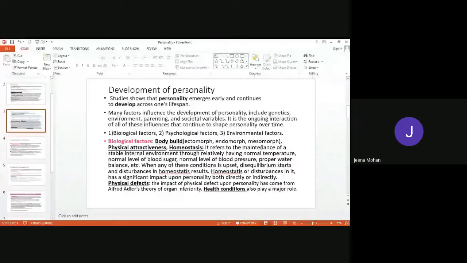So next, the third classification, that is mesomorph. What do you mean by mesomorph? It is something related to muscles. So their body build will be somewhat similar to that of an athlete. Can you imagine how strong an athlete's body build is?